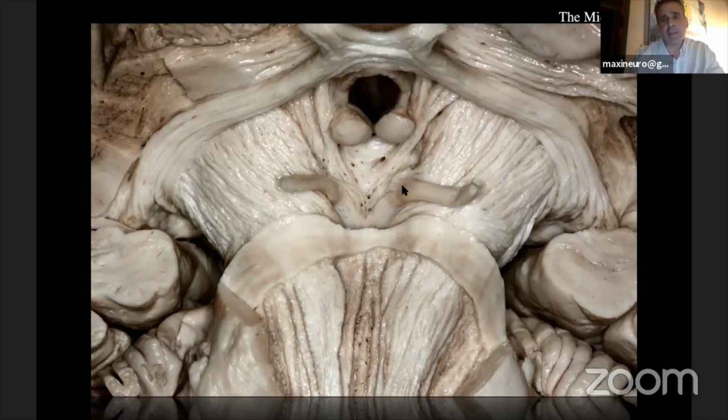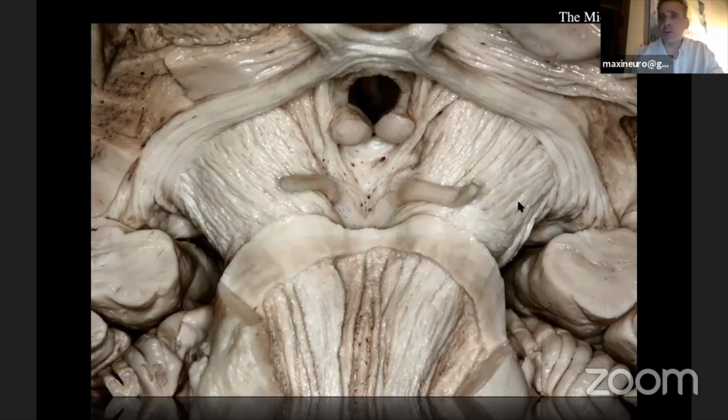The other landmark is the apparent origin of the third nerve, in the interpeduncular fossa. But again, the most important structure here is the cerebral peduncle. The cerebral peduncle we can divide in three portions: the most internal group of fibers, the central portion of the cerebral peduncle, and the most lateral fibers of the cerebral peduncle.